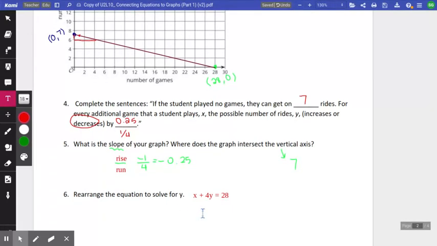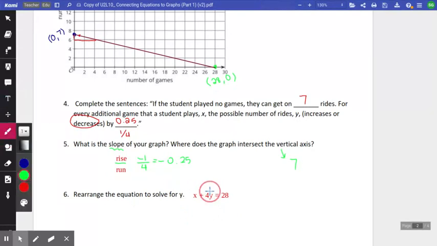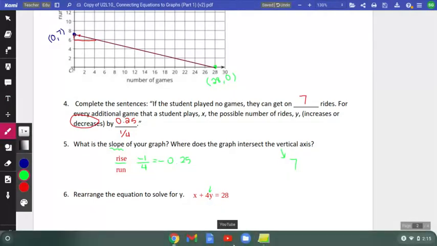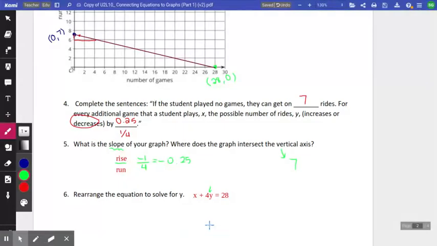All right, if I want to solve this equation for y, that means I need to get y by itself. I need to isolate y. In order to do that, we always start with our constant, which is that number that's added or subtracted. And in this situation here, that constant is x.